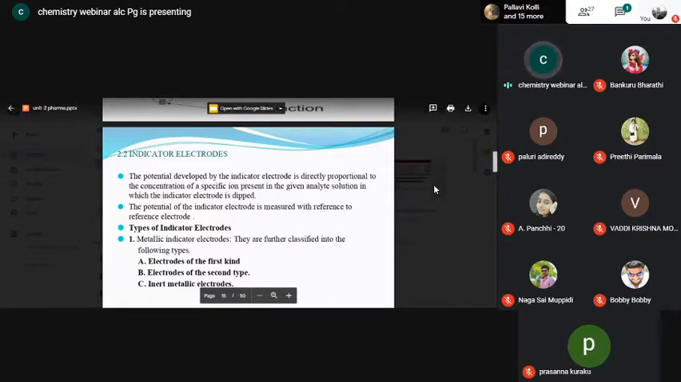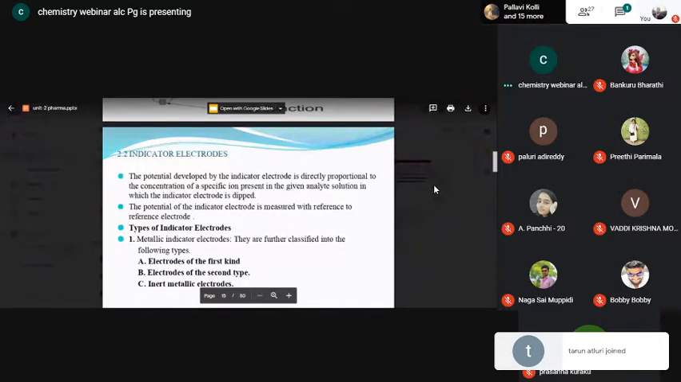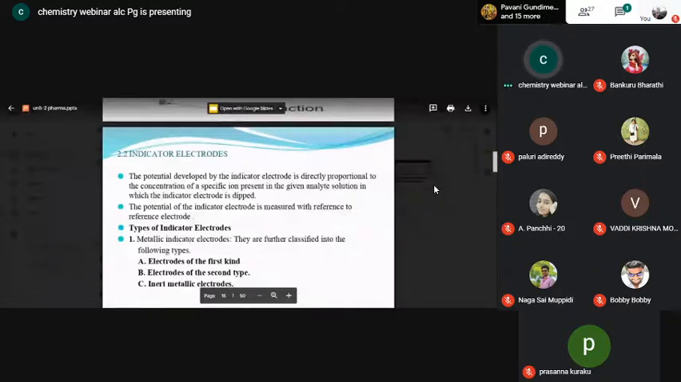When I discussed it, I told you that any metallic wire or any metallic rod can function as the electrode of the first type. Yesterday I took the example of a copper rod functioning as our indicator electrode. We dip this copper rod in a beaker containing copper sulfate solution whose concentration we don't know. We want to find out how much copper ions are present in that unknown copper sulfate solution.